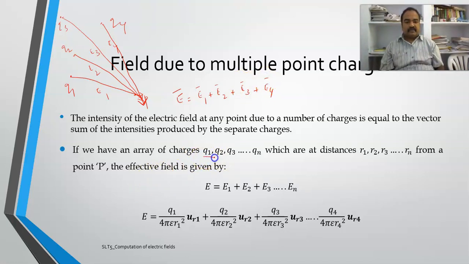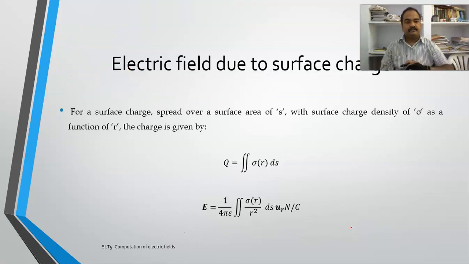If we have an array of charges which are at distances R1, R2 and R3 from the point P, then the effective field is given by this equation. E1, E2, E3 and so on are all basically vectors, so the total is E1 plus E2 plus E3 up to En. So far we have gone through only point charges.